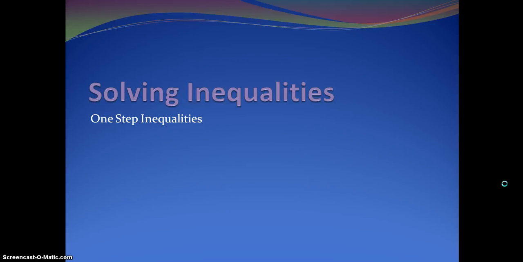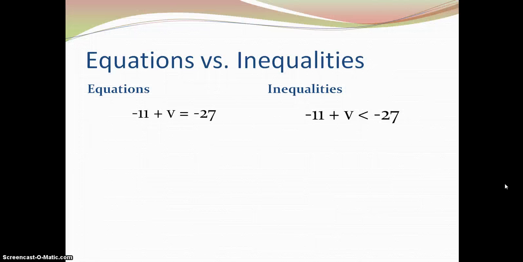So now let's start solving inequalities. We're only going to do one step today. And I want you to compare your inequalities to your equations. When we did our equations, like the one on the left, we looked at the fact it was a negative 11, so we do the inverse operation, and we're going to add 11 to both sides, which causes that to cancel out. And we're left with v is equal to negative 16.